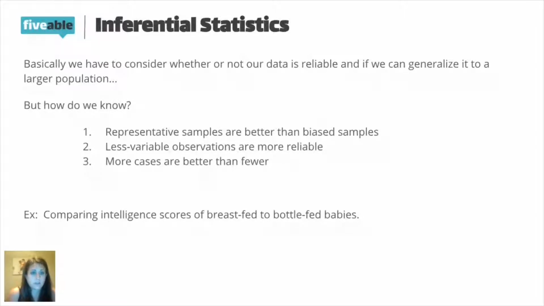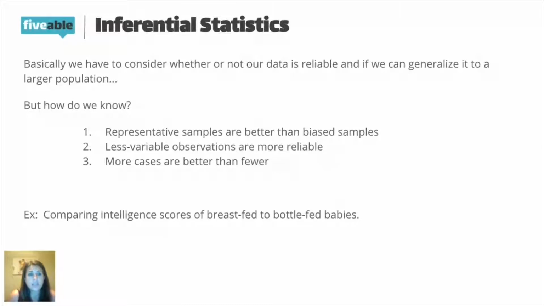Less variability in our observations means that it's more reliable. So if my data points are everywhere and my bottle-fed scores are all over the place and my breastfed scores are all over the place, then I'm probably going to look at my data and say, oh, I cannot rely on this. It's not reliable. It's too variable, so I can't make these generalizations about it.